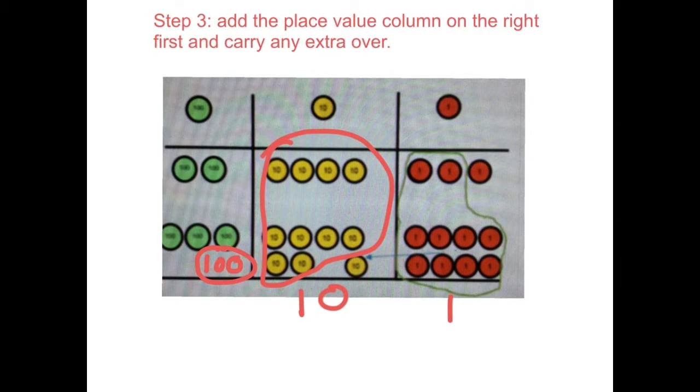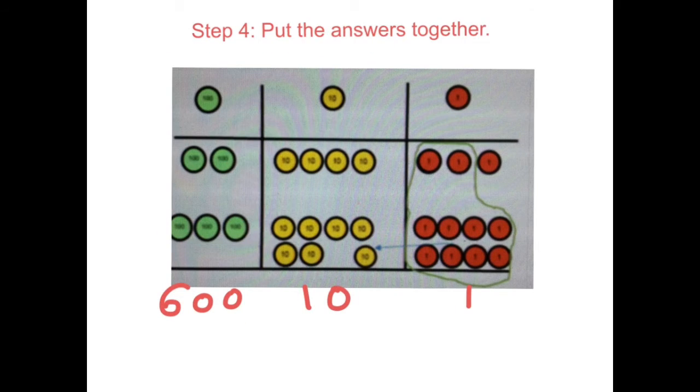And now we do the same again with the next column to the left, which is the hundreds. This time we can see we've got 200 and 300, which will give us 500 because we've got 1, 2, 3, 4, 500 counters, plus this extra 100, which in fact gives us 600. Now, we've got no thousands in there, so we have no extra to carry over. Now, we've got 600, 10, and a 1. What do we do with that, do you suppose?